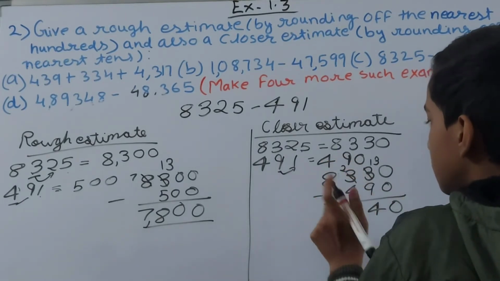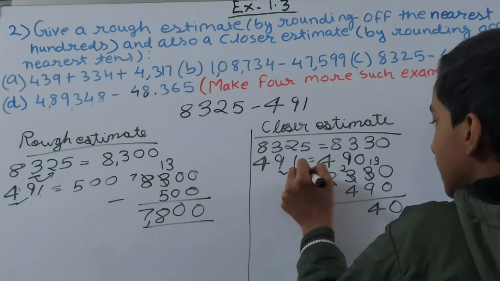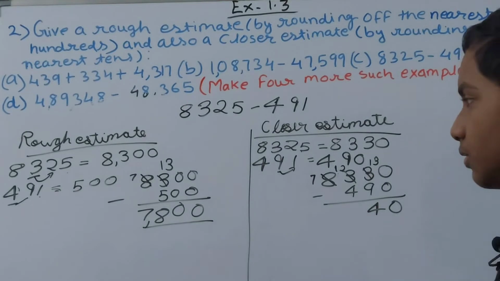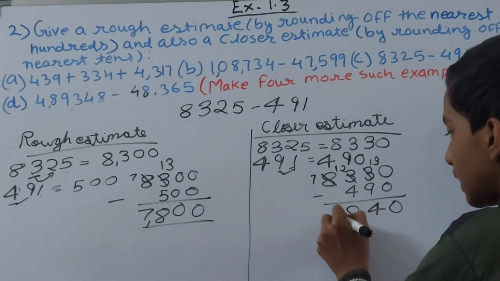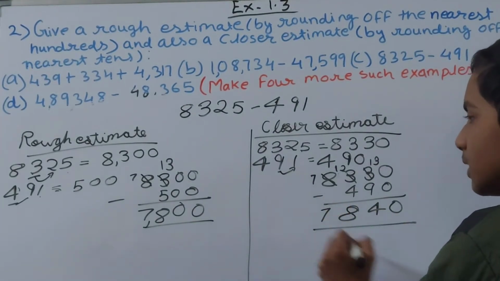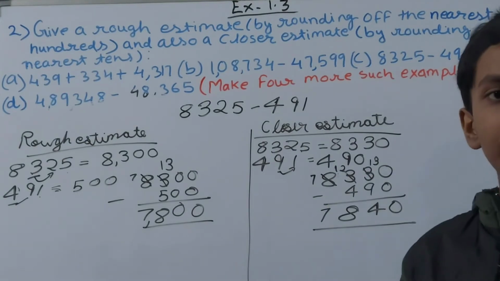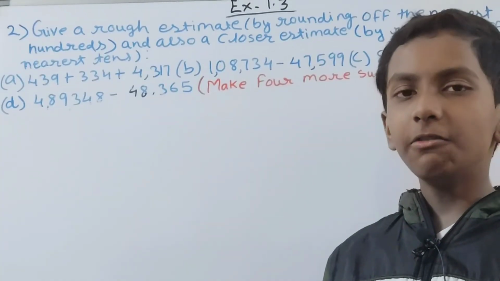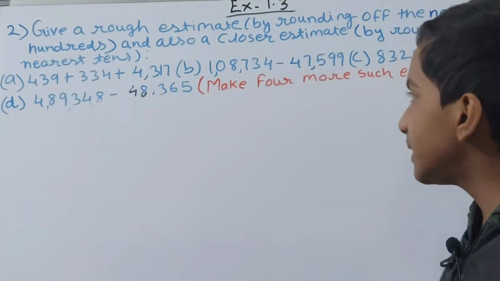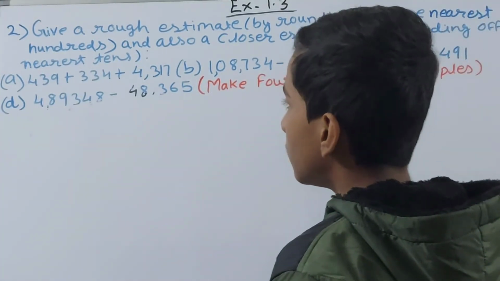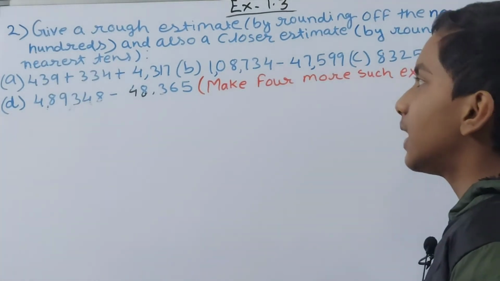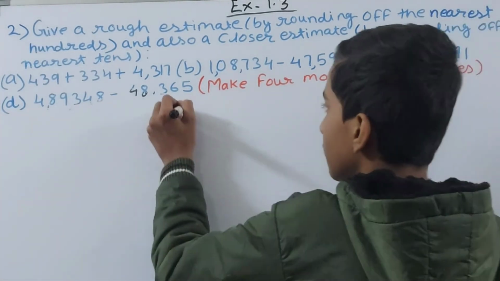Now when it has turned to 2, we will take 1 from 8. 8 will turn to 7. This 2 will become 12. So 12 minus 4 is 8. 7 will be as it is. So that is 7,840, which is the closer estimate. Now we will solve the D part. So D part is 4,89,348 minus 48,365.